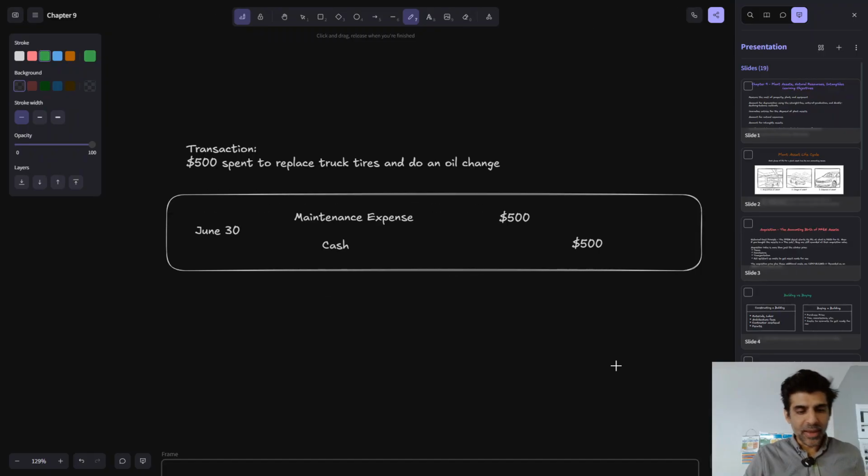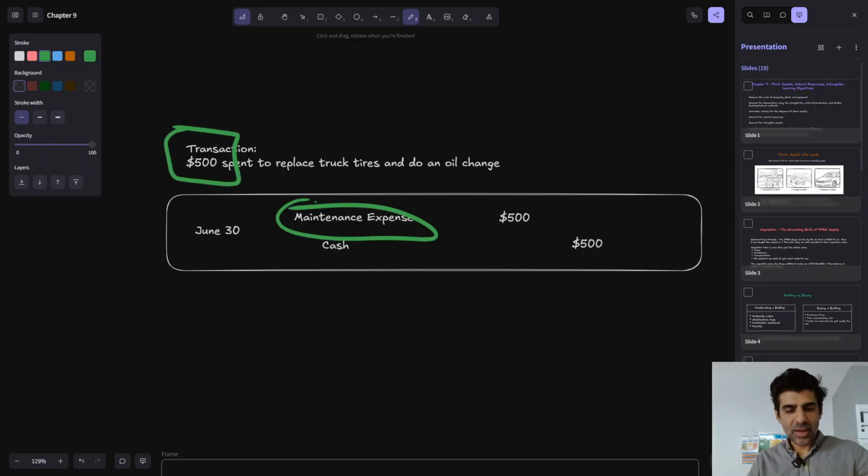And if that money is instead spent on maintenance, you're going to have some maintenance expense and cash going out. This again will come out on the balance sheet. It's going to reduce your equity faster than if it was capitalized.